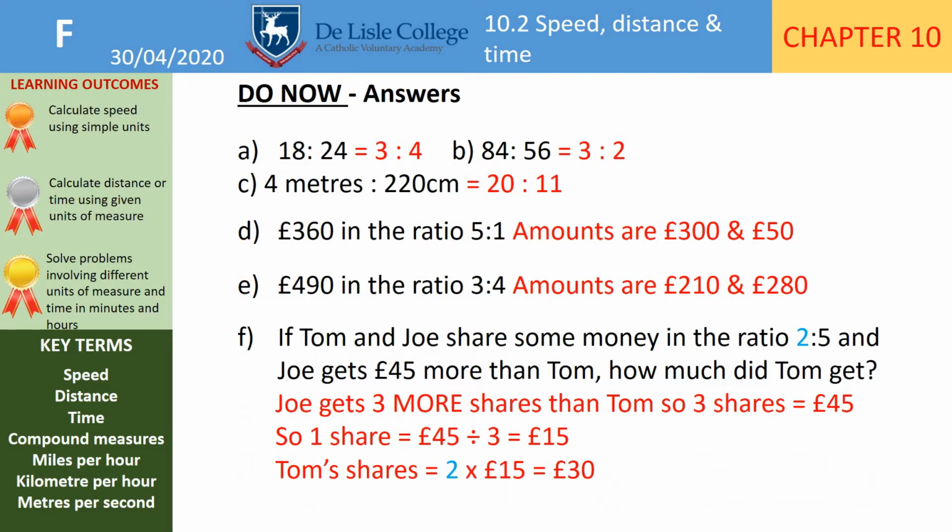Okay, your answers are shown in red. I've tried to show you carefully in particular how to do the one about Tom and Joe in the bottom there. Tom and Joe share some money in the ratio of 2 to 5. Joe gets 3 more shares than Tom, so it's 3 shares that's worth £45. So 1 share is £15. And Tom has 2 shares, so 2 times 15 is £30.